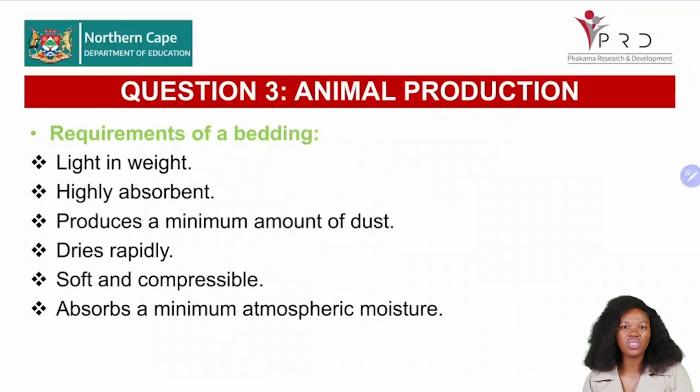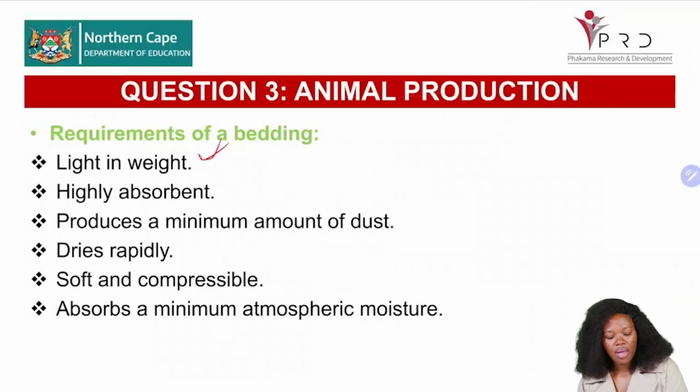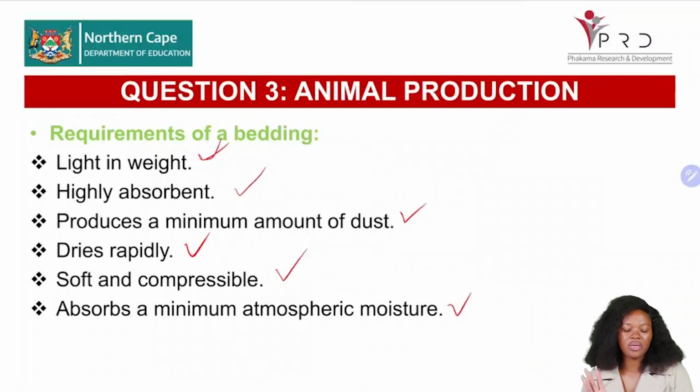Now, what are the requirements of a bedding that must be inside the shelter? A bedding that acts as an insulator must be lighter in weight. It must be highly absorbent, produce minimal dust, and dry rapidly. It must be soft and compressible. It must absorb minimal atmospheric moisture. So these are the requirements of a bedding. That is why when forming a bedding, we use sawdust, straw or wood shavings.